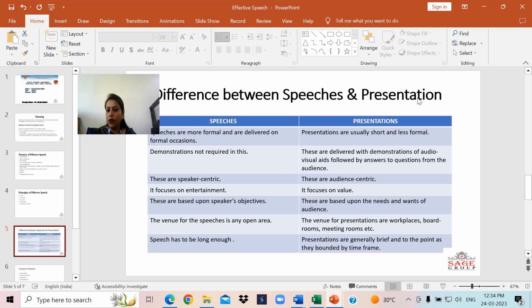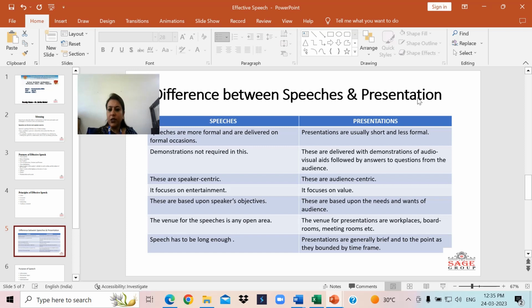Speeches mostly focus on entertainment, whereas presentations have some value because they give output on the spot. Like if we give a presentation on sales targets and achievements and the pending targets, that gives you the output. So that gives you the value. So that is presentations. Speeches are based only on the speaker's objectives, whereas while giving presentations, we normally focus on the needs and wants of the audience. We care for their requirements. We make our presentations as per the level of the audience or as per what the audience demands.